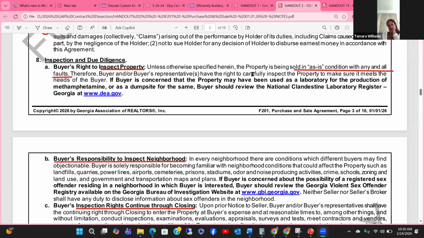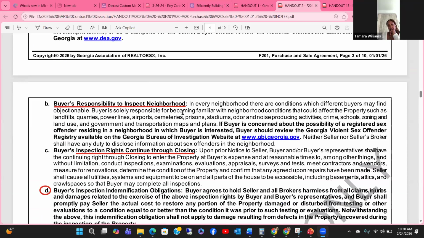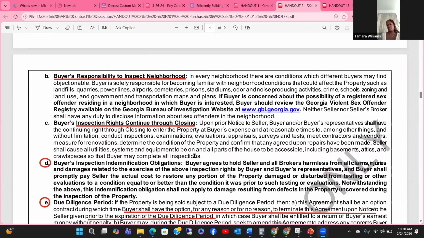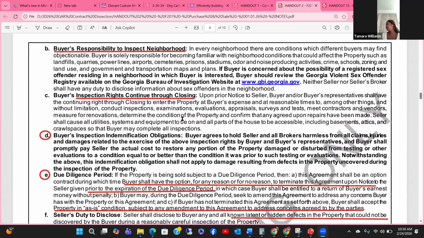And it says buyer has the right to carefully inspect the property, even if a seller is selling it as is. Then it says buyer, you need to check it out and see if it's a meth house, any sex offenders on the sex offender list, and so forth. Buyer's responsibility to inspect the neighborhood, not you as an agent, buyer. How would you disclose? There is a notice form that I would disclose that through, the GAR notice form. 816 is the GAR notice.